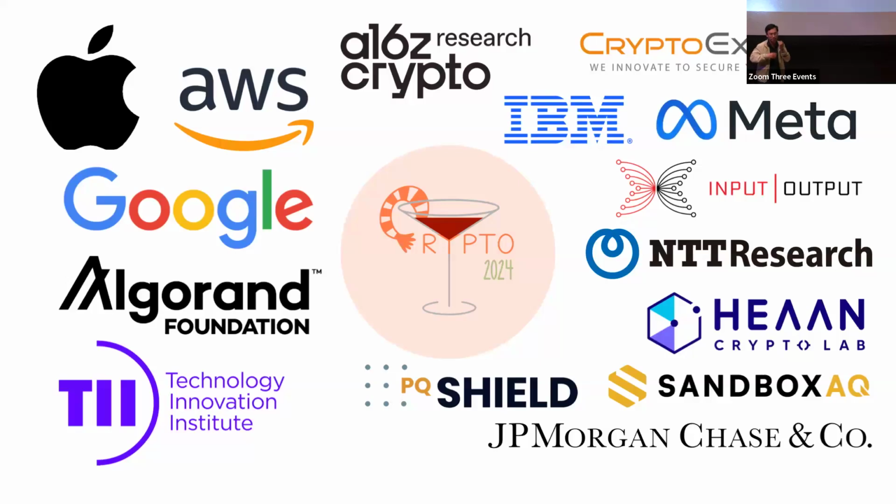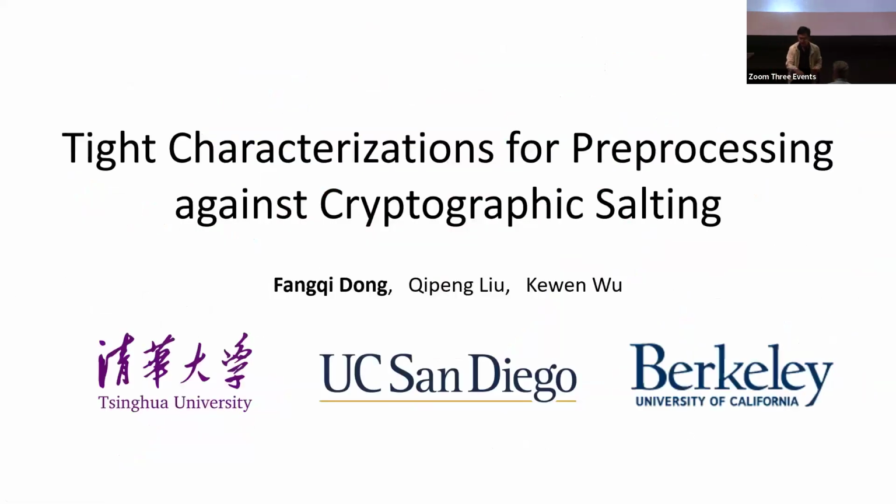So we move to the second talk of this session. It's entitled Tight Factorization for Preprocessing Against Cryptographic Sorting. It's joint work between Fangxi Dong, Qipeng Liu, and Keiwen Wu.